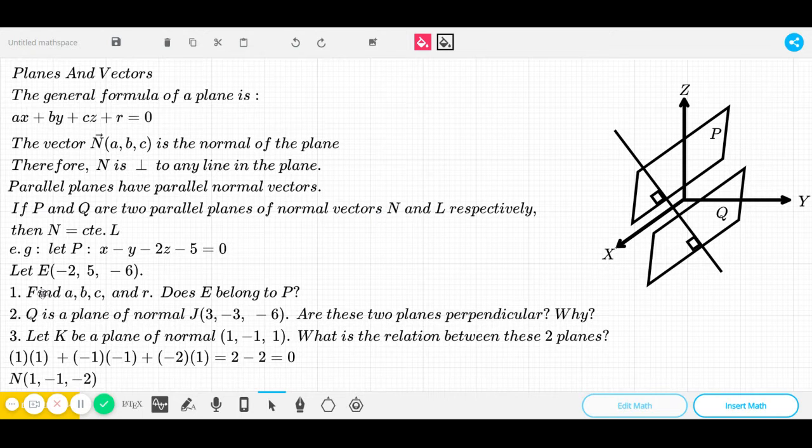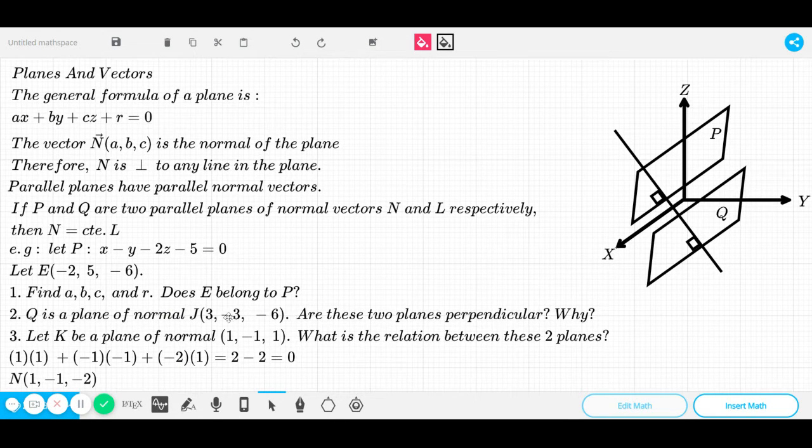Then we've got the plane P of equation x minus y minus 2z minus 5 equals 0, and the point E of coordinates minus 2, 5, and minus 6. Find A, B, C, and R, and does E belong to P? Find A, B, C, and R. So this is plane P of equation x minus y minus 2z minus 5 equals 0. A would basically be 1, B would basically be minus 1, C is equal to minus 2, and R is equal to minus 5. We simply substitute.